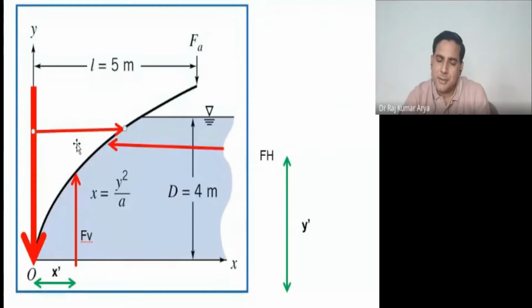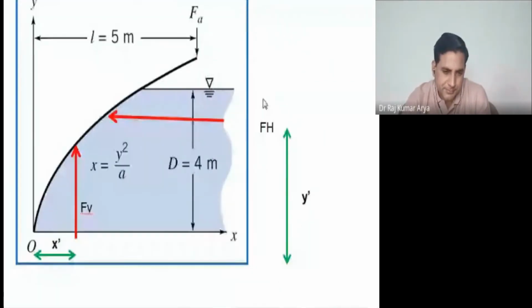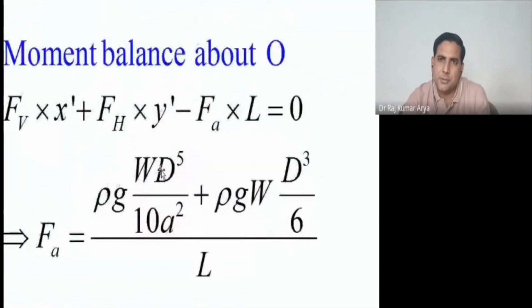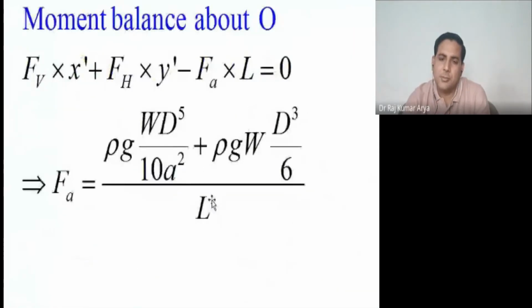So these are the ways you can support it, and for each type of mechanism, the magnitude and direction of force would keep on changing, right? This is what we did in yesterday's class. Finally, if you substitute all the values, you get this expression. This was the moment balance: you have the vertical force and its point of action, the horizontal force and its point of action, then the external force to support the gate. Substitute the values here and you will get the answer. Fine.